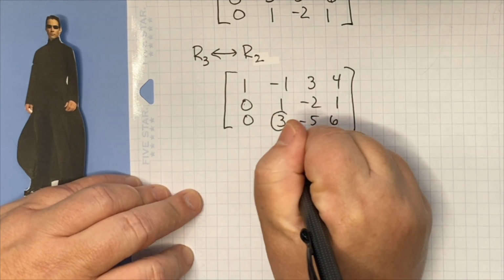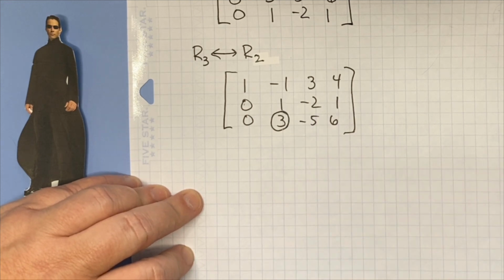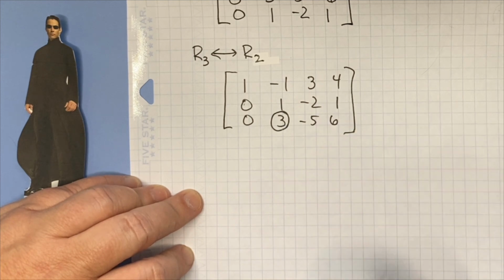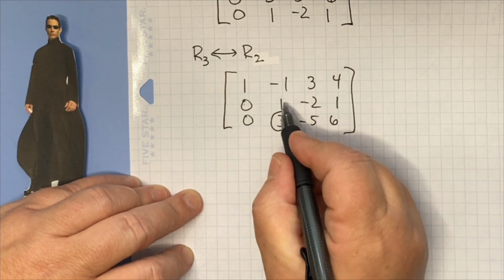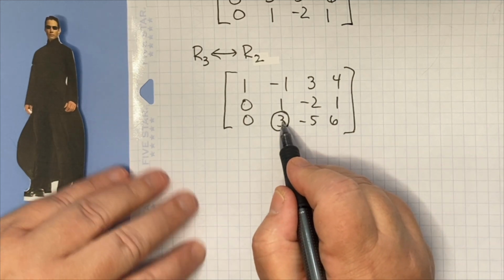Okay, now I'm going to go ahead and use this 1 to get rid of a 3. It is always easier to use a 1 to get rid of a number than to use a 3 or a 2 or another number. So that's why I set up 1s in the diagonal. Okay, so this is 3.